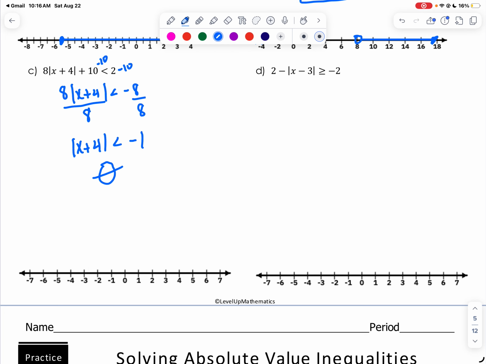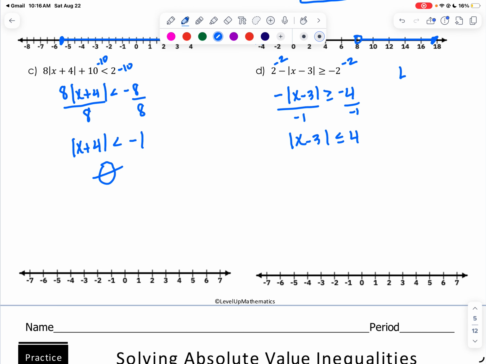All right, problem D. 2 minus the absolute value of x minus 3 is greater than or equal to negative 2. So I'll start by subtracting 2 from both sides. So negative 1 times the absolute value of x minus 3 is greater than or equal to negative 2 minus 2, which is negative 4. Now divide both sides by negative 1. And remember, when you divide an inequality by a negative, you must reverse the symbol. So this would be less than or equal to positive 4.